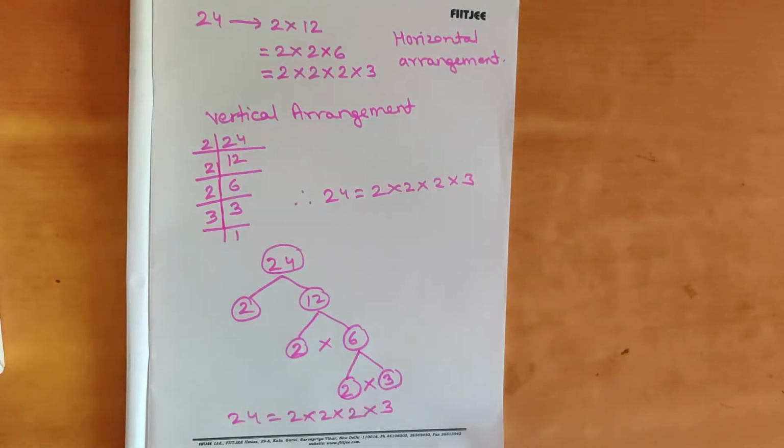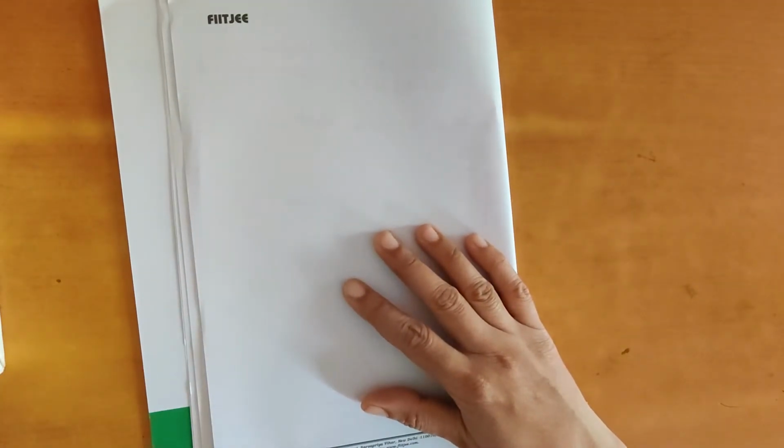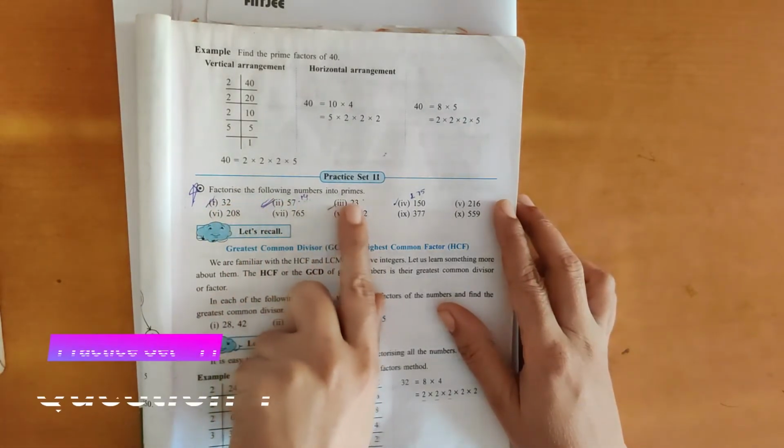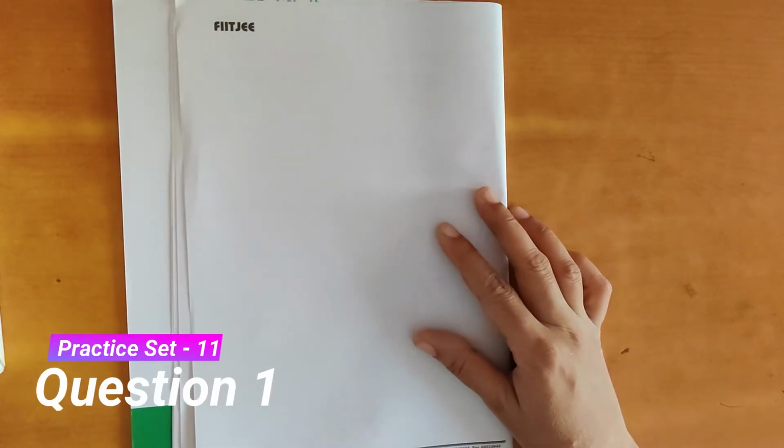Okay, so we will now do practice set 11. What is given in practice set 11? Factorize the following numbers into primes. First one is given: 32. So we will solve that.